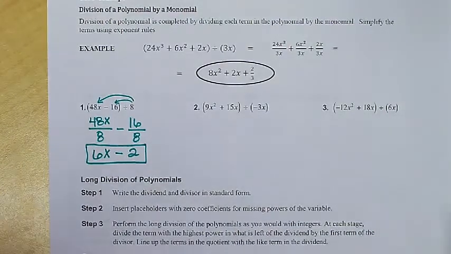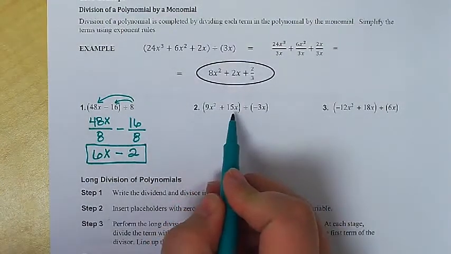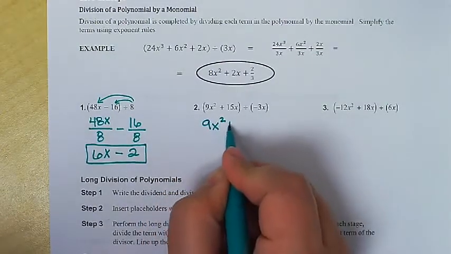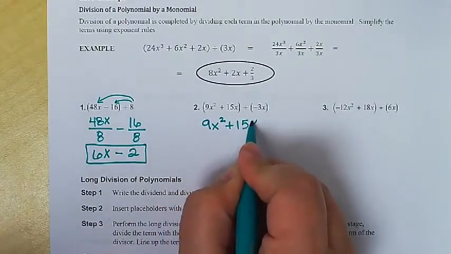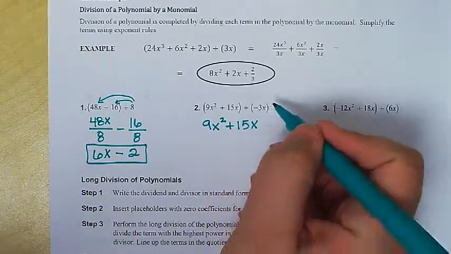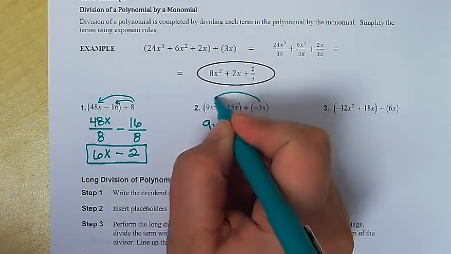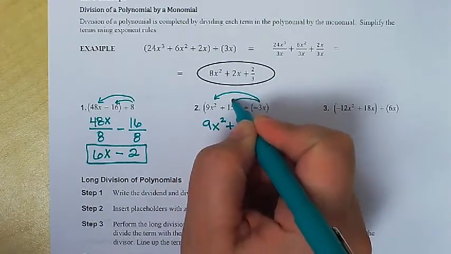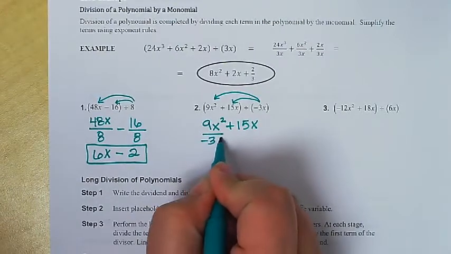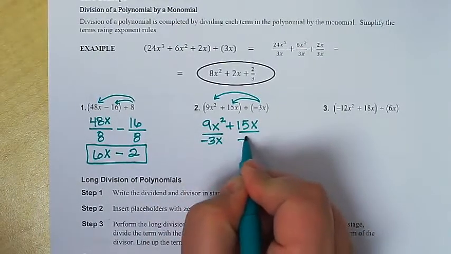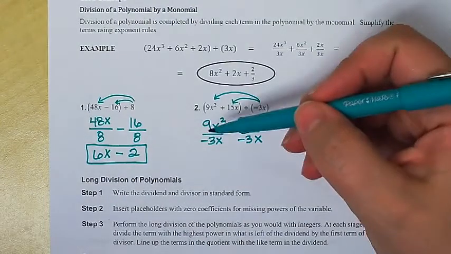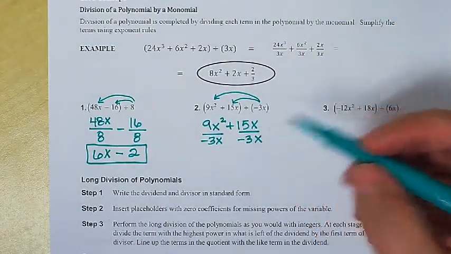Let's try it again with number 2 here. We've got 9x squared plus 15x. And if I want to divide that entire polynomial by negative 3x, then I just need to make sure that I distribute that and that the first term is divided by negative 3x and the second term is divided by negative 3x. And then I simplify each one of those separately.